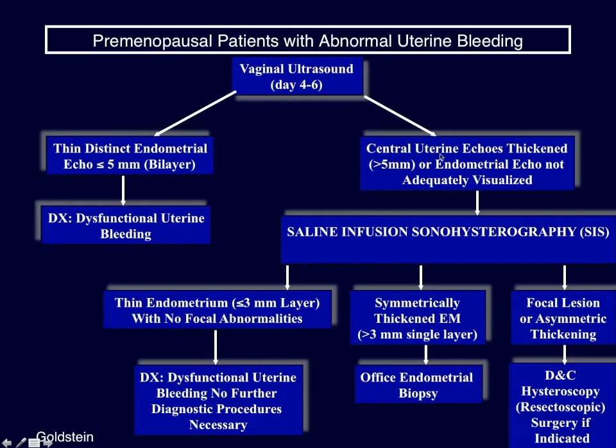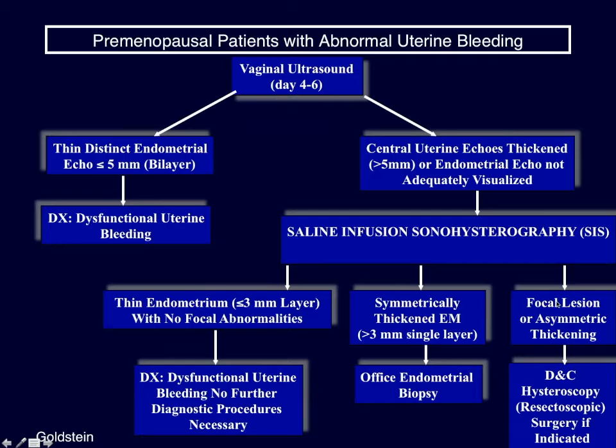If the central echoes were thickened, greater than 5, or we could not see an echo adequately, then we went to saline infusion sonohysterography. And this then gave us our 3 buckets. Then with saline infusion, we could either see that the endometrium was thin, less than 3 millimeters each layer, because realize we separate the layers, with no focal abnormality, and thus we would diagnose dysfunctional anovulatory uterine bleeding, and your workup was done. If we saw symmetrically thickened endometrium, then we felt a blind office biopsy was appropriate.